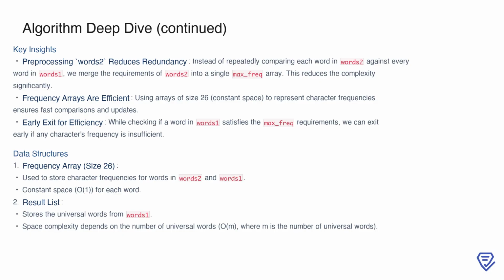Pre-processing words 2 into a single max_frequency array is a key optimization in this algorithm. Instead of redundantly comparing every word in words 2 against each word in words 1, we consolidate the requirements into a single array, which significantly reduces the computational complexity.